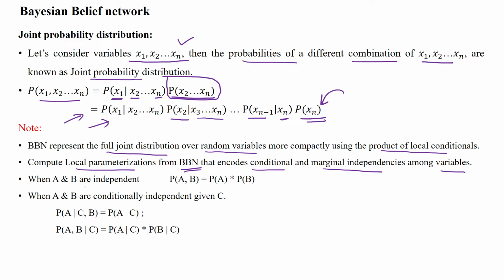When features A and B are independent, we can say the probability of A, B equals the probability of A multiplied with the probability of B. When two variables A and B are conditionally independent given C, it can be represented in one way as the probability of A given C, B equals the probability of A given C, and in another way, the probability of A, B given C is defined as the probability of A given C multiplied with the probability of B given C. So the joint distribution and the conditional distribution are mostly used in the Bayesian belief network. Thank you.